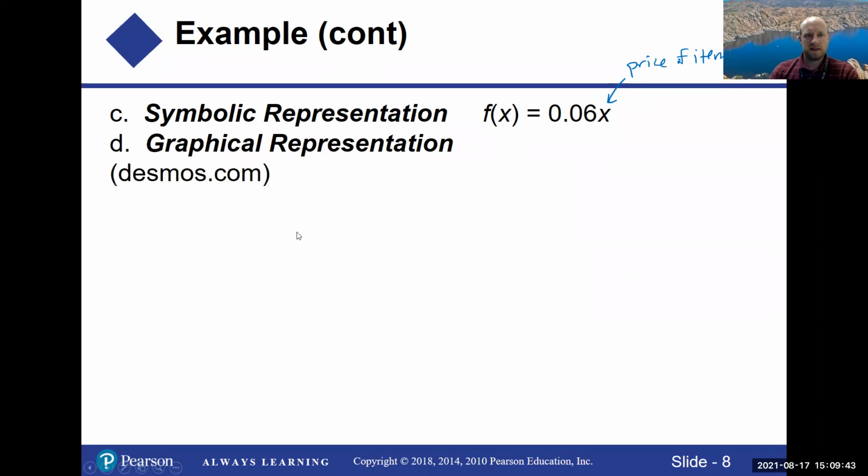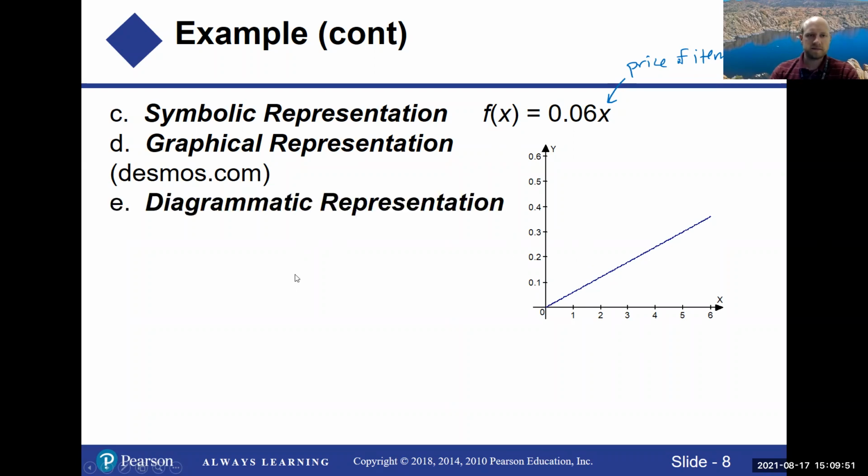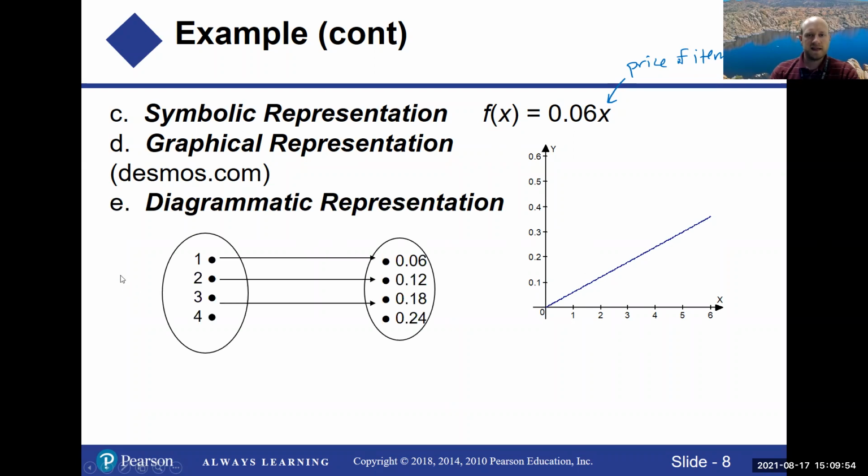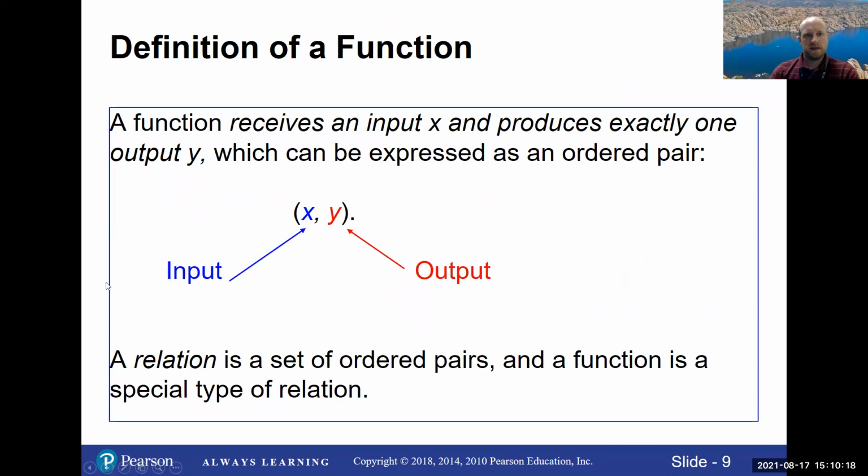So we had the symbolic, we did the graphical representation. Again, it looks a little bit different than what I just showed you, but you kind of get the idea. And then a diagram just says that if it's $1, it goes to 6 cents in tax, $2 is 12 cents in tax, $3, 18 cents, etc. So each of the inputs has exactly one output. And then I said that, just for example, f of 3 equals 0.18.